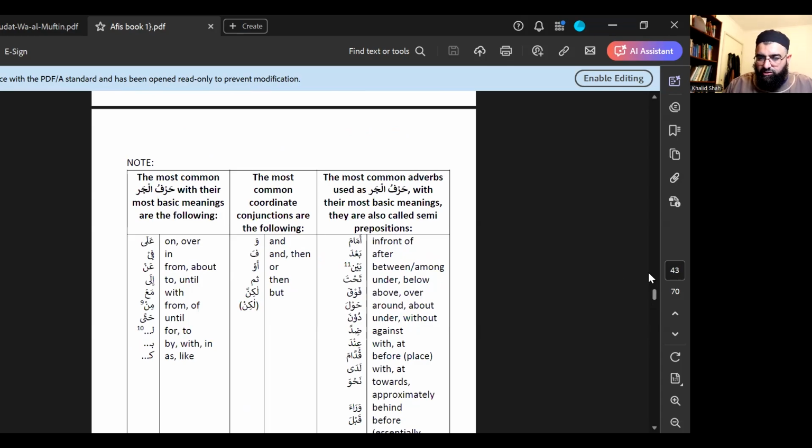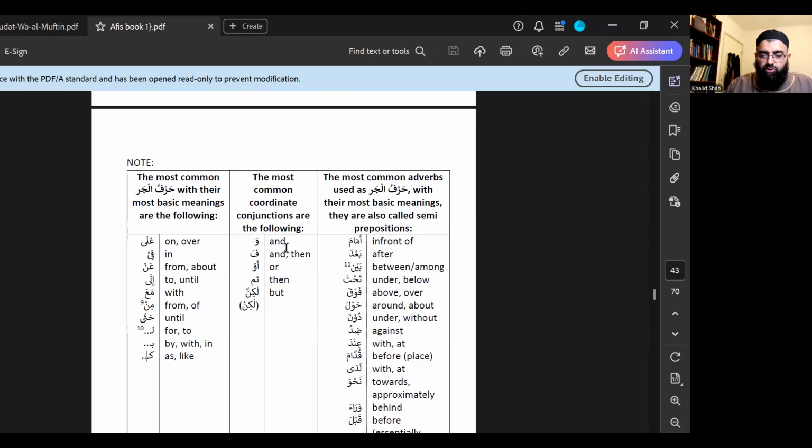So just in the notes, it shows you some of the huruf jar, the prepositions. These are full prepositions. They're huruf, they're harf particles, and they're all invariable, so the haraka doesn't change. على في عن إلى مع من حتى لي بك. So these are them and the translations are there.